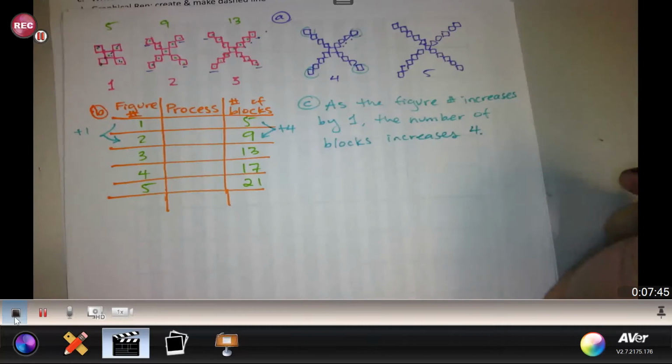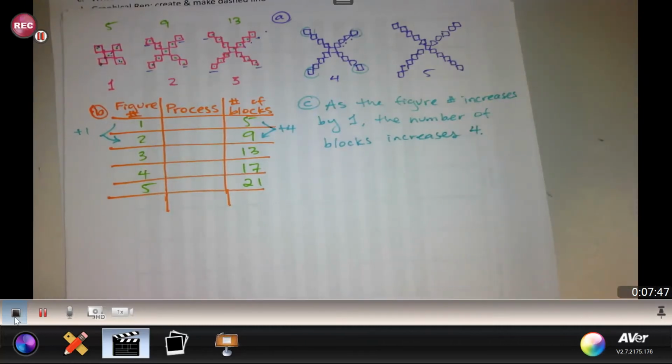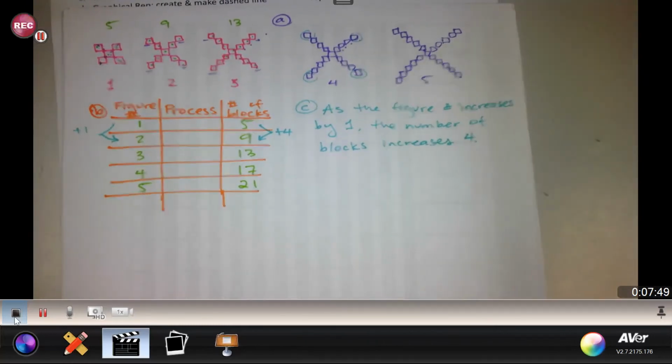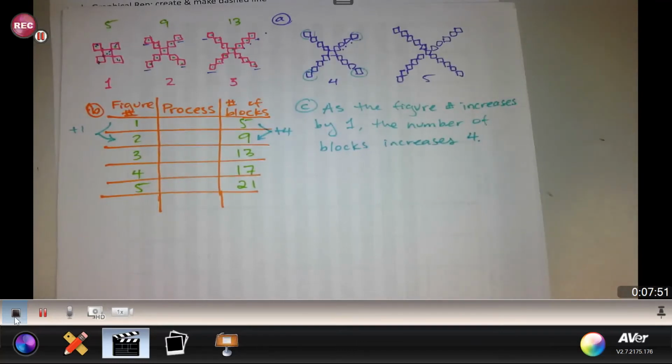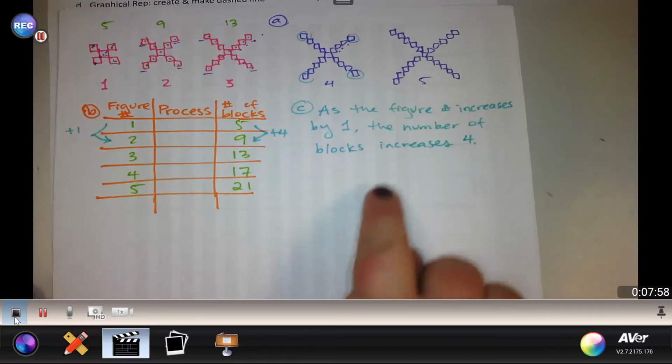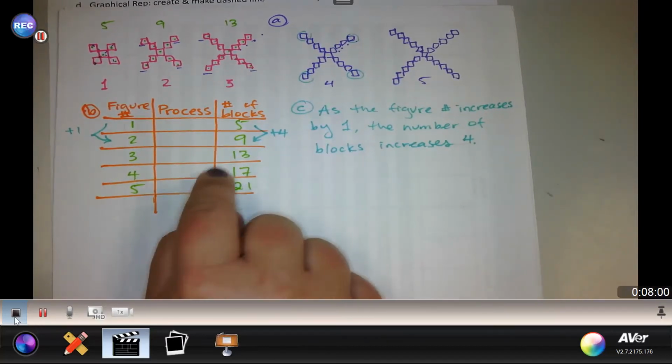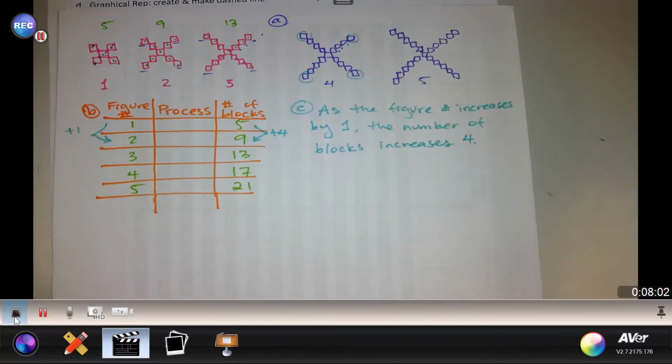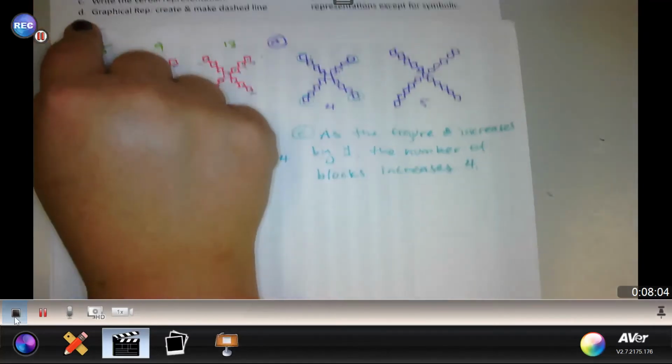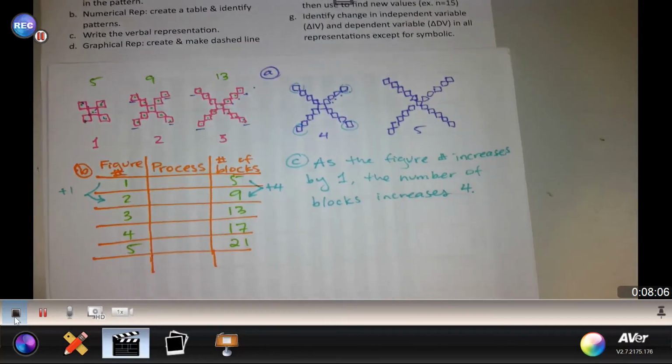And for what we're doing, for the most part, they've been increasing and increasing on both, but in the future, sometimes this one will decrease or whatever. So keep that in mind, that this word could be decreases if this was minus something. All right. And now I'm already on part D, which is the graphical representation.